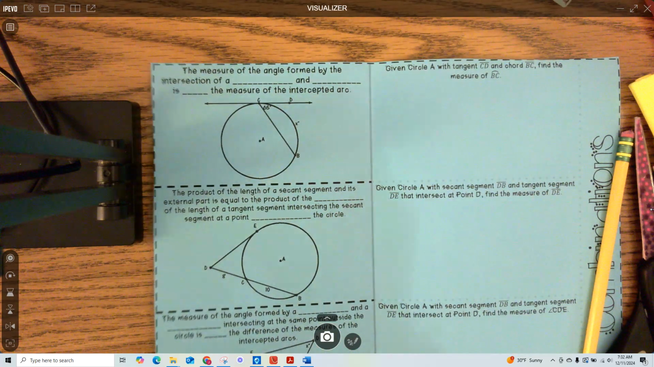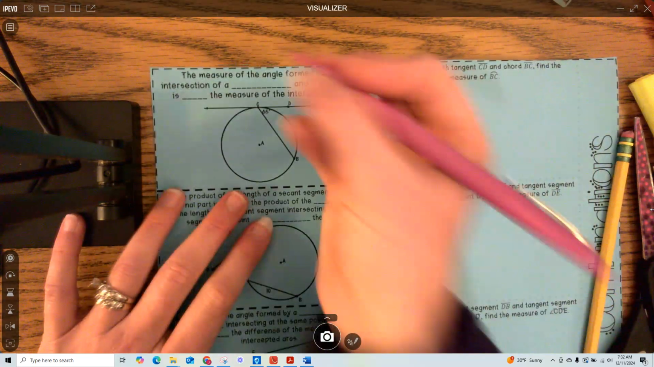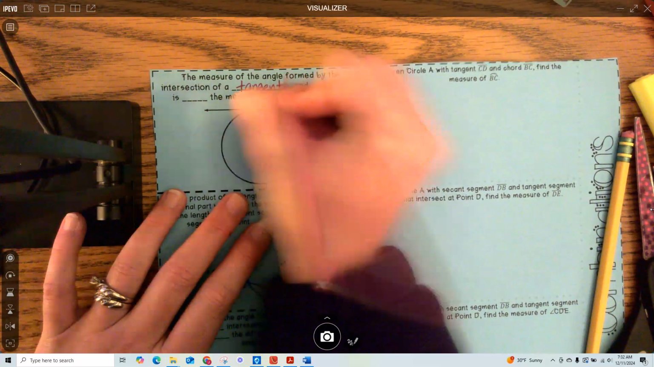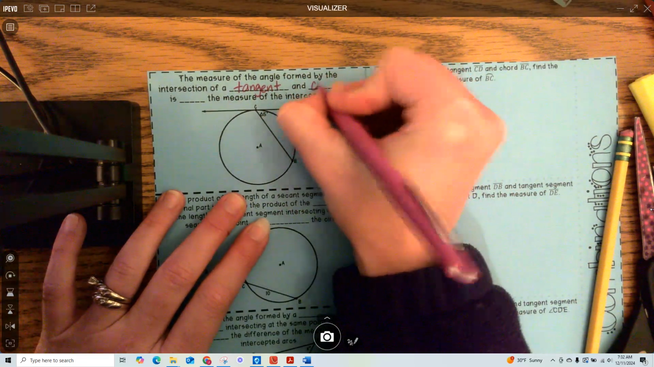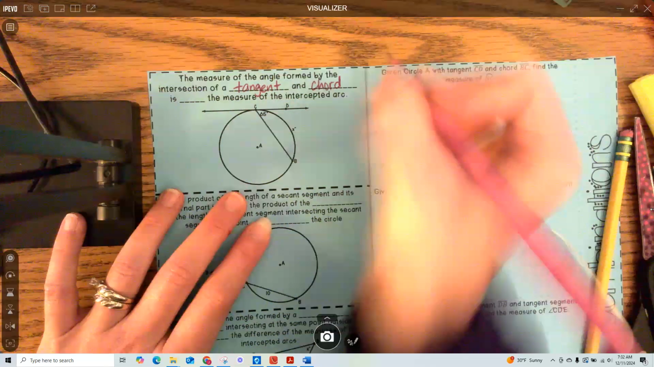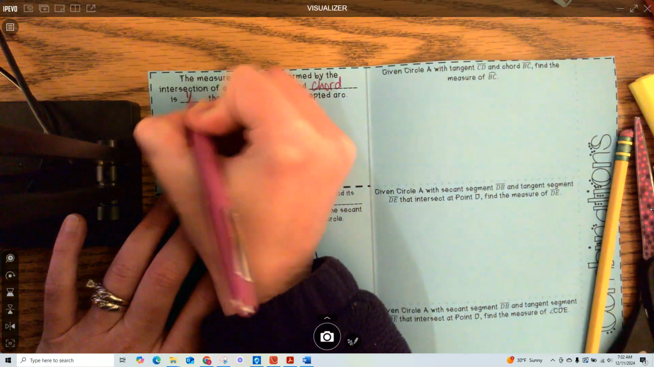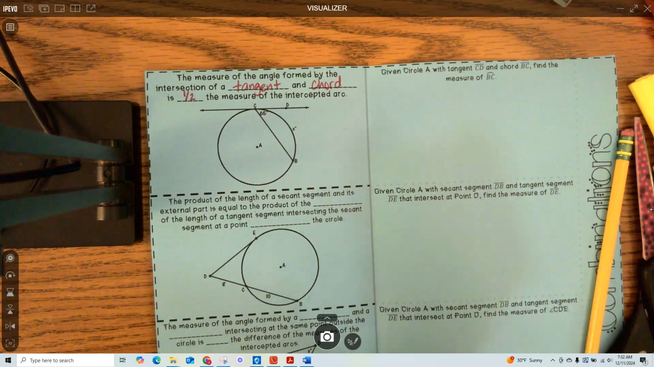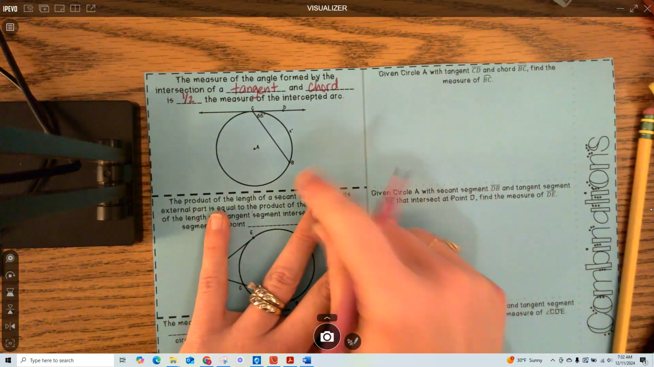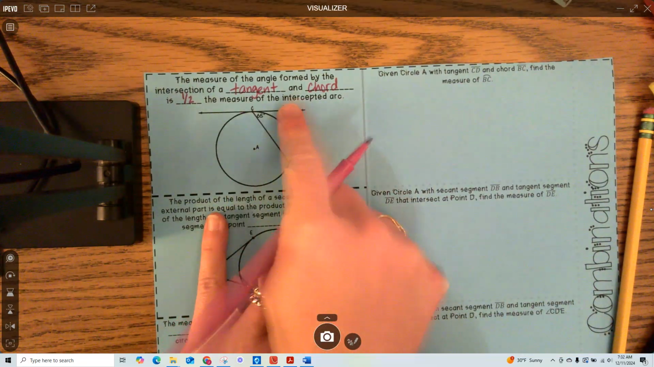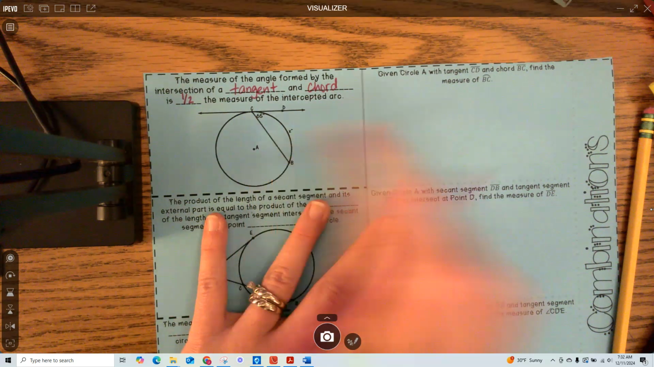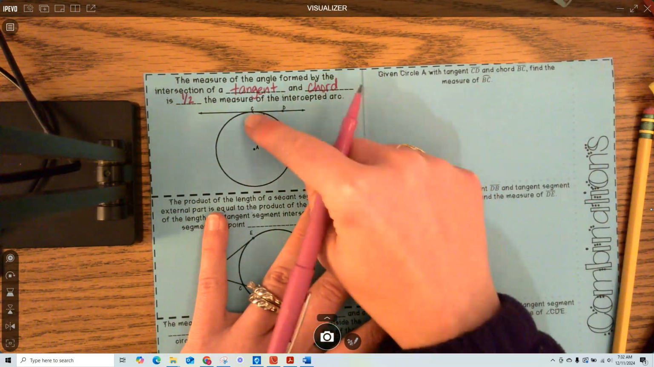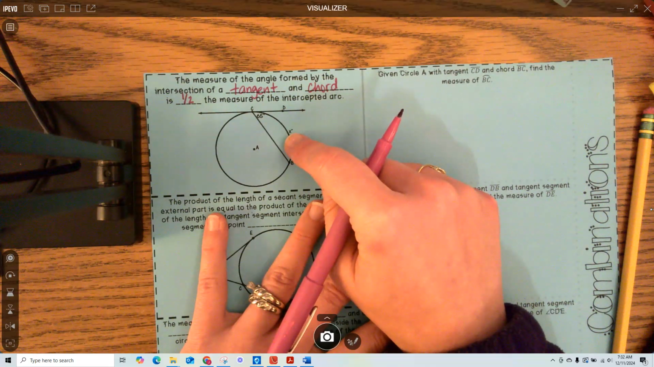All right, the measure of the angle formed by the intersection of a tangent and chord is half the measure of the intercepted arc. Okay, so given circle A with tangent CD, so here's CD, and chord BC, find the measure of arc BC. So that means from B to C, where that little X is.